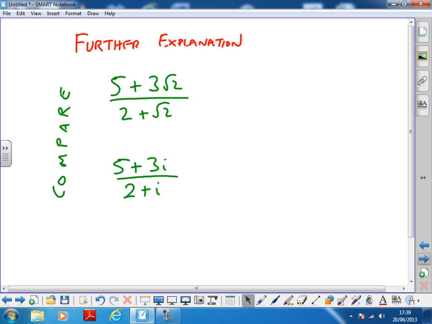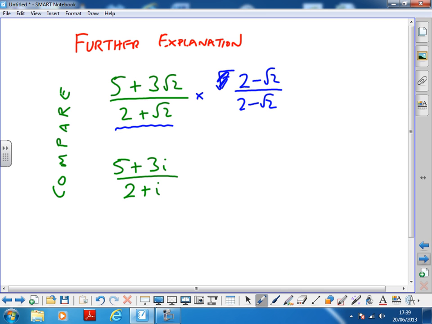If you're not sure about why we did what we did, compare these two things. At AS level, you'd have been given something like this, where the denominator of that first fraction has an irrational bit in it, so we have to rationalize the denominator. We multiply by 2 minus root 2, top and bottom.